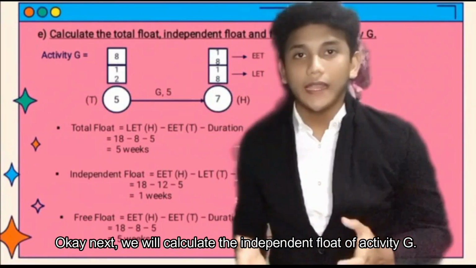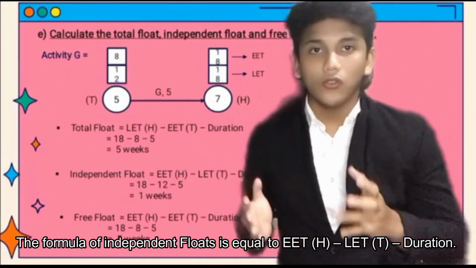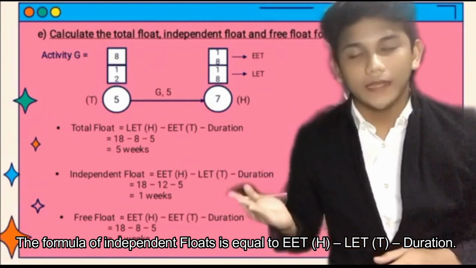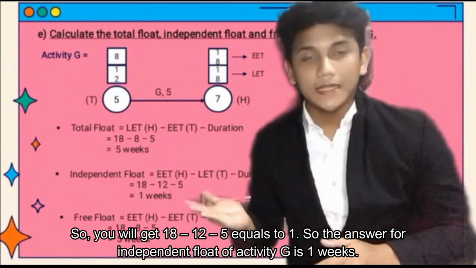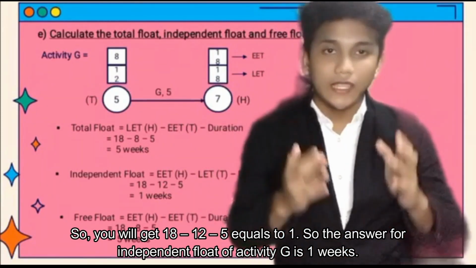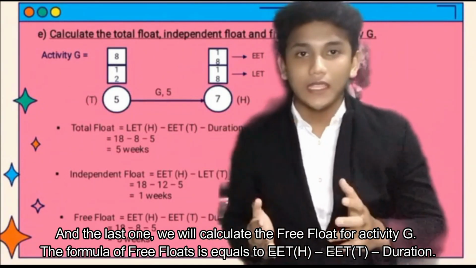Okay, next, we will calculate the independent float of activity G. The formula for independent float is EET of head minus LET of tail minus duration. So you get 18 minus 12 minus 5 equals 1. So the answer for the independent float of activity G is 1 week. And the last one, we will calculate the free float of activity G.